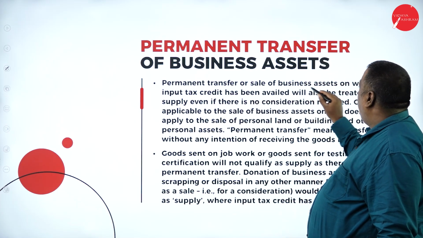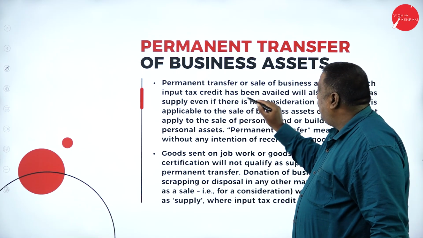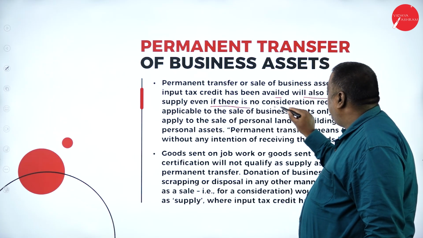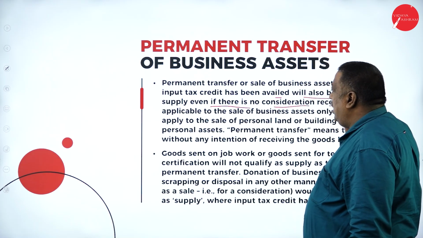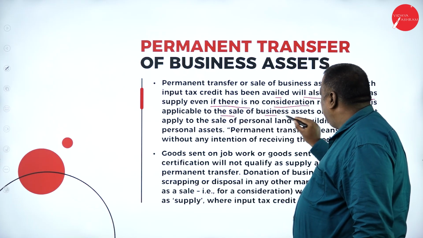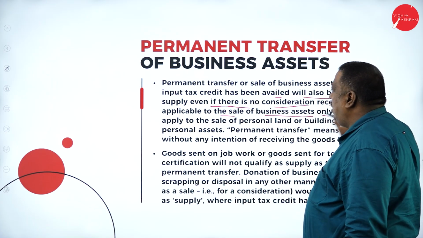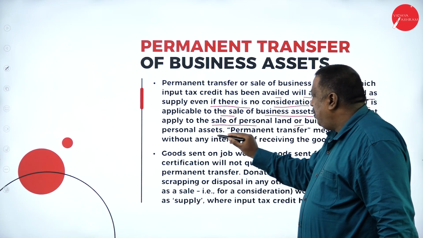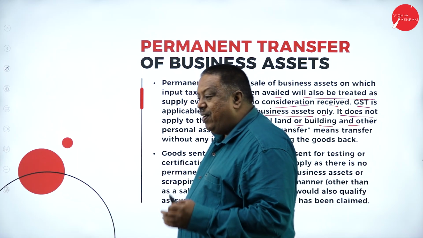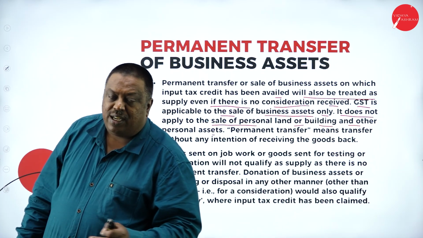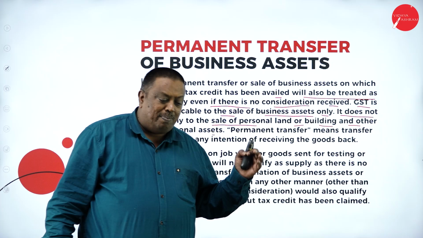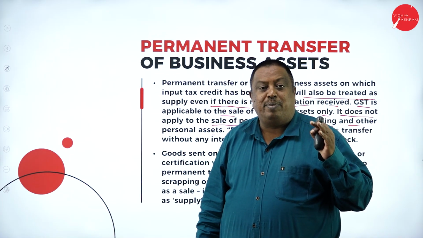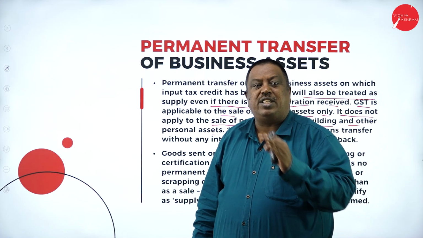Permanent transfer or sale of business assets on which input tax credit has been availed will also be treated as supply even if there is no consideration received. GST is applicable to the sale of business assets only. It does not apply to the sale of personal land or building or any other personal asset. They're saying that only when business assets are transferred, and transferred means sold, the GST is going to be levied. If any personal asset has been transferred, no GST is going to be charged.